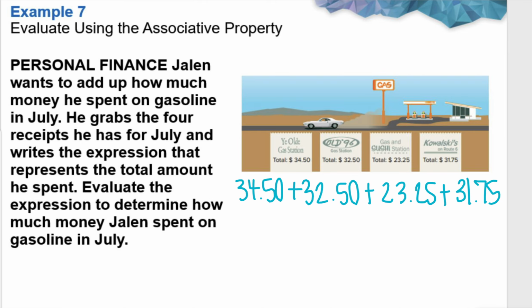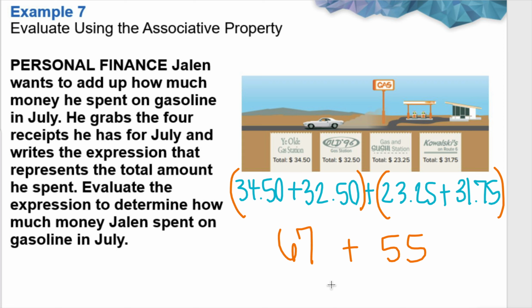And what I did here is I used the associative property. So I'm going to associate the 2 number values with 50 cents, because that can give me a whole dollar amount, and the 2 number values that have 25 cents and 75 cents at the end, because that can also give me a whole dollar amount. $34.50 and $32.50 are going to give me $67, and $23.25 and $31.75 give me $55. So then that helps me add just a little bit easier, because now I have whole numbers instead of decimals to worry about. So Jalen spent a total of $122 for gas in the month of July.